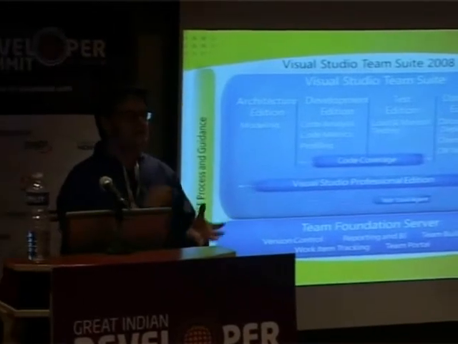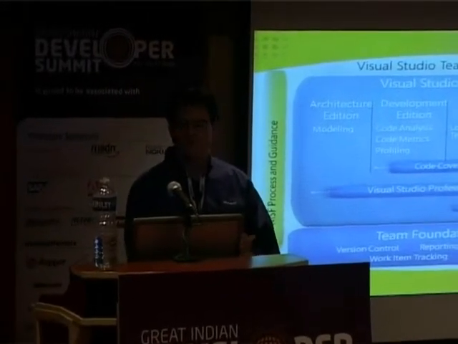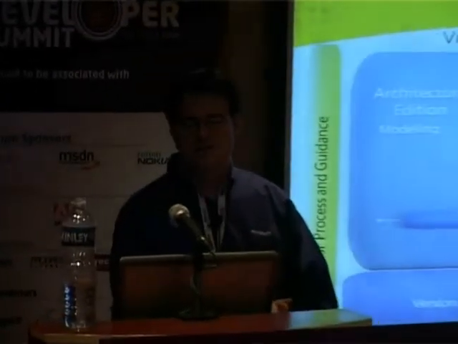So this is what Team System looks like today. We have the Team Suite with the architecture, development, tester, and database editions. There are some good features there: modeling, code analysis, and so forth. And then within Team Foundation Server, you have version control, reporting, and BI.